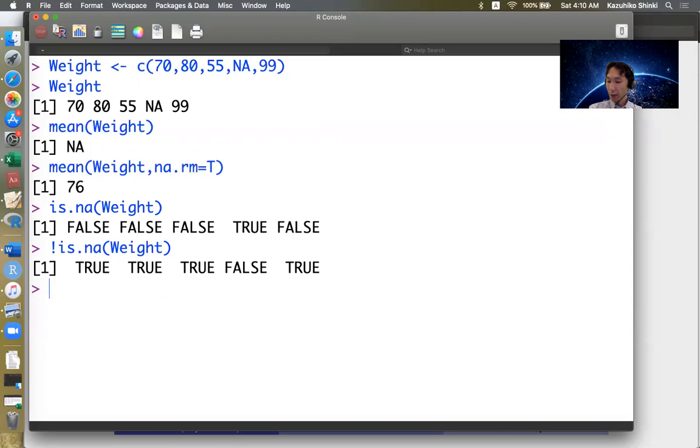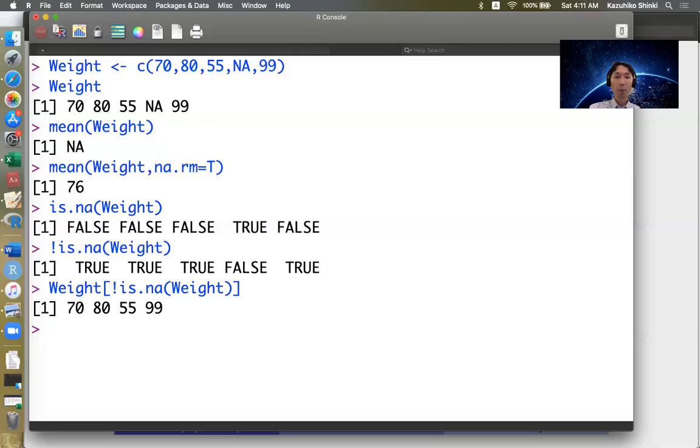Using this logical vector, if we specify this logical vector as the identifier, then weight with brackets returns 70, 80, 55, 99. So we can actually remove the NA, the fourth element.